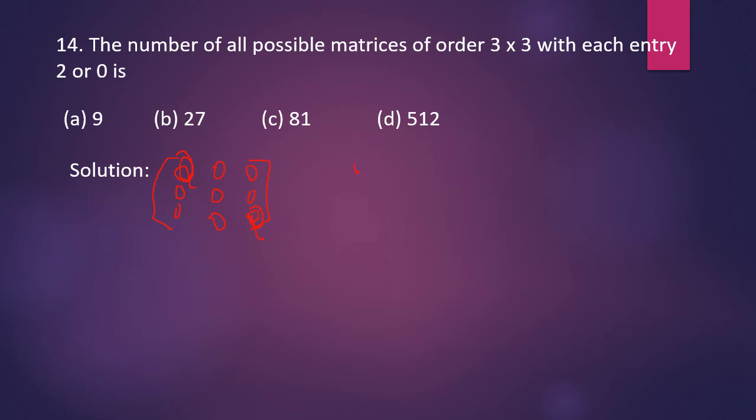Therefore, the possible number of matrices that can be obtained from a 3 by 3 matrix in which the entries are 2 or 0 is 2 to the power 9. So in these 9 entries, we have to write either 2 or 0. So using these two numbers, we can make such a number of matrices here. So 2 to the power 9 is nothing but 512. Therefore, the number of possible matrices is 512.